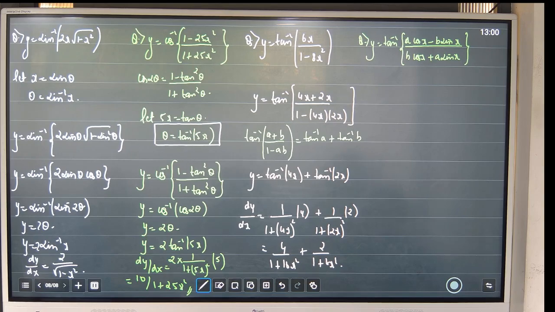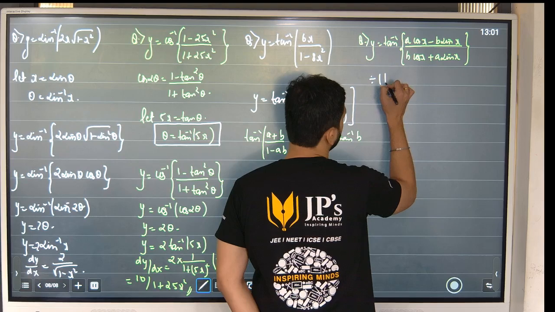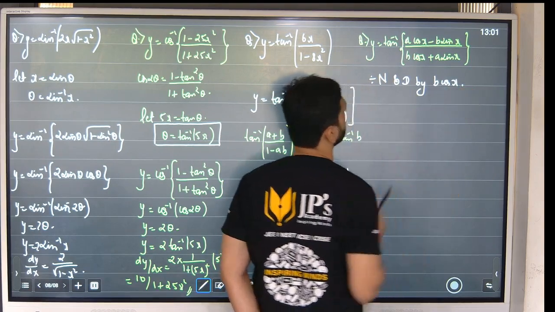Brackets in the tan. In all the tan formulas, the denominator's first term is always 1. Whether sin 2x, cos 2x, tan 2x, tan 3x, tan a plus b, tan a minus b, tan inverse, any formula for tan, the denominator's first term should always be 1. So here the denominator's first term is not 1. So I will divide the numerator and denominator by b cos x.